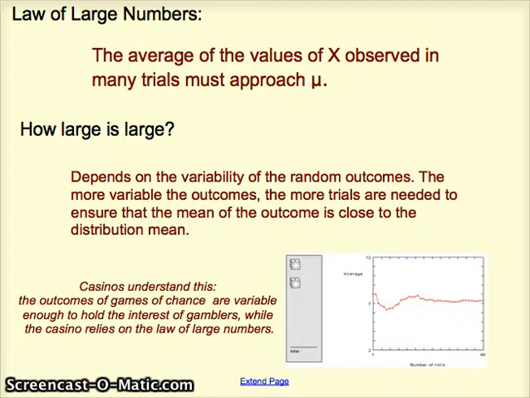Casinos understand this. They like to create volatility in their games because it creates excitement. So they balance the psychological idea of big winnings and big losings with the long-term probability that you're either going to take your money. So the casinos live off the law of large numbers.